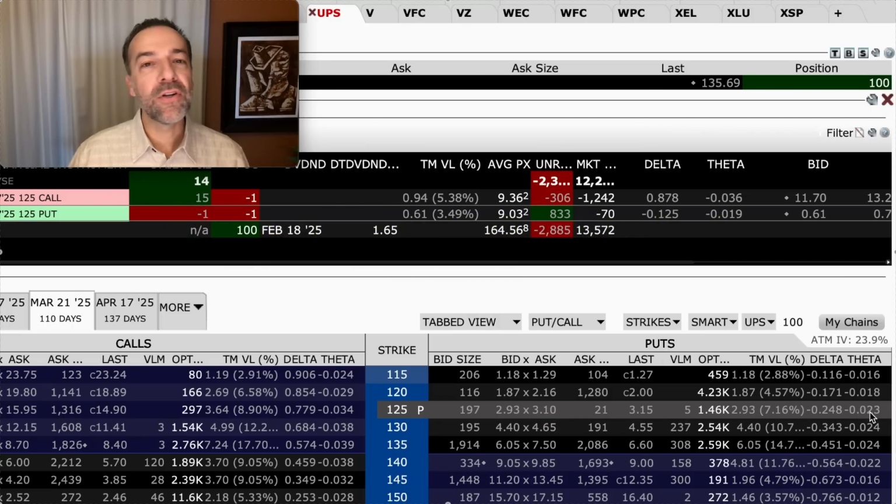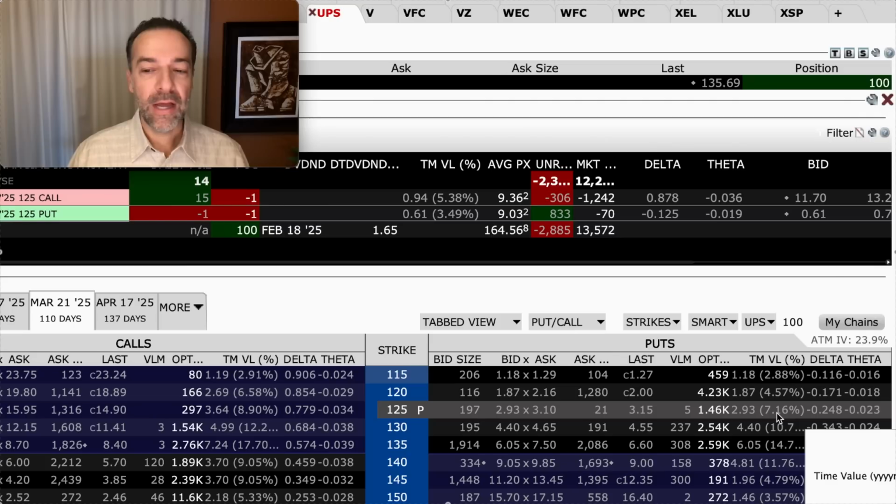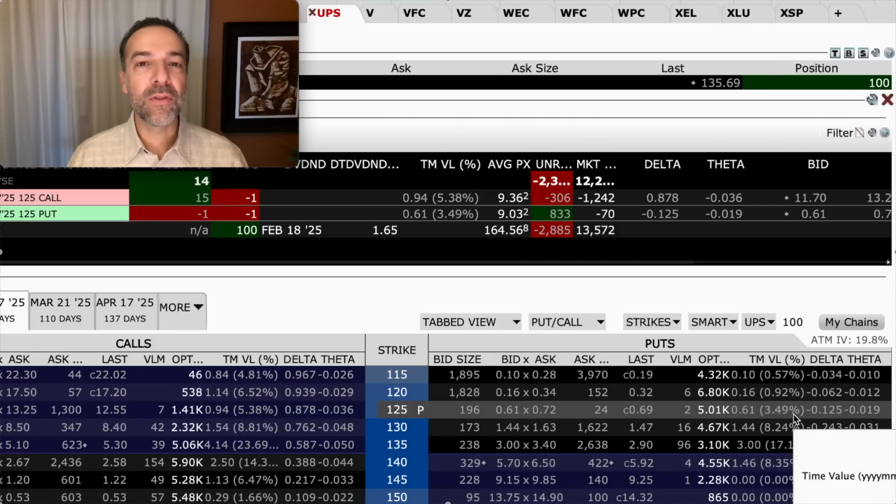Notice if I go all the way over here to the theta column, that theta is higher. It's at 0.023. And notice the time value calculation, or the estimated annualized return on this option. It's 7.16. That's about double what the one is for January.